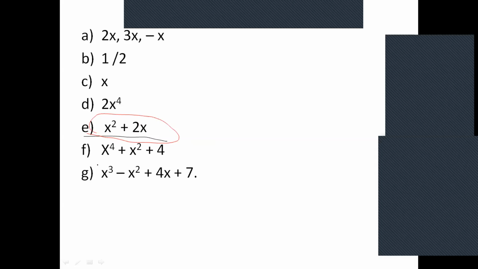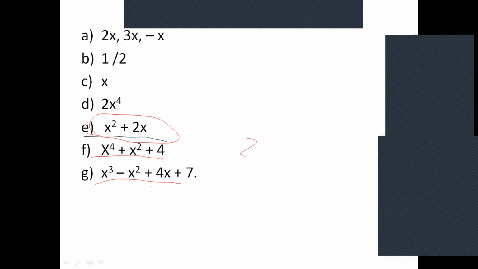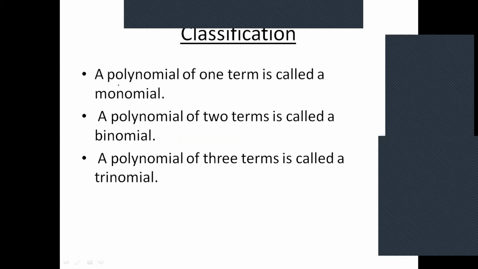And when you have three terms, it is called a trinomial. Please remember this is based on the number of terms. Next we'll move on to the next. These are small definitions, kindly note them down.